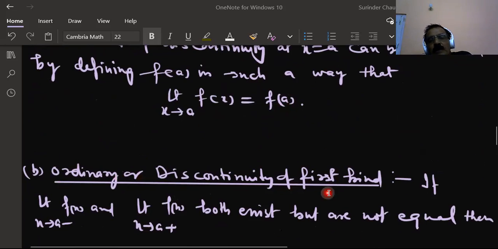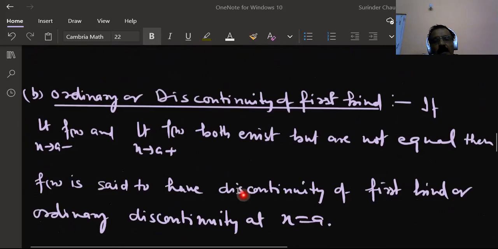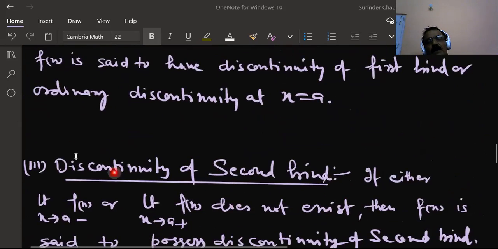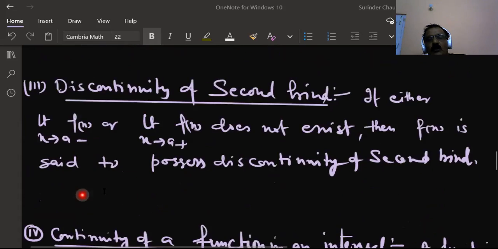Ordinary or first kind of discontinuity. If the left limit of the function as x approaches a and the right limit of the function as x approaches a both exist and both are not equal, then this kind of discontinuity is called first kind or ordinary discontinuity at x equal to a. Discontinuity of second kind: if either the left limit of f(x) as x approaches a or the right limit of f(x) as x approaches a does not exist, then the function is said to have discontinuity of second kind.